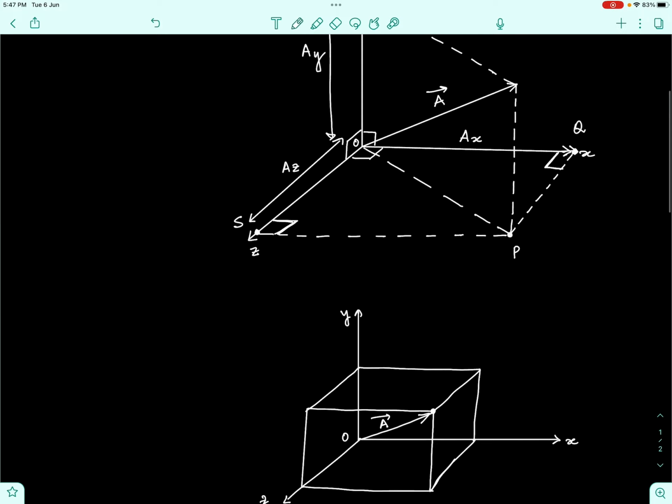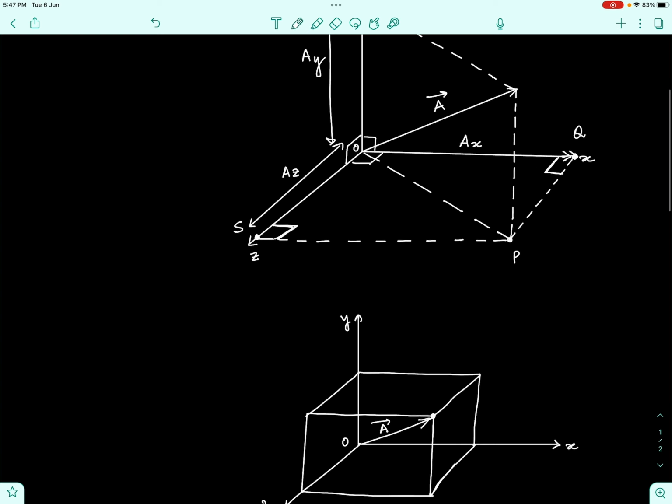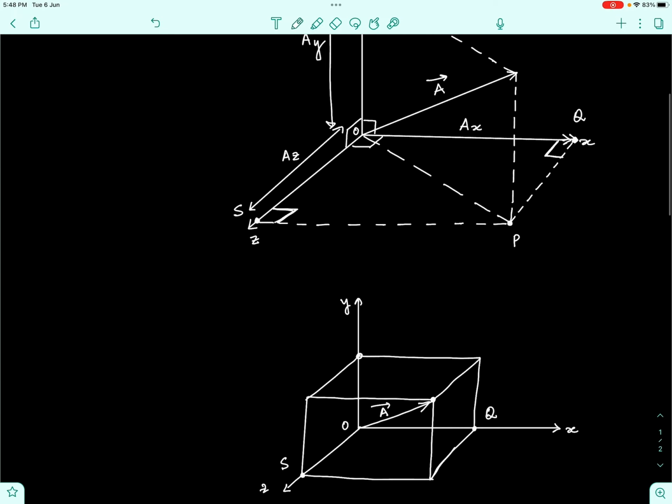Okay. I hope you can now compare the two figures that I have drawn here. This is our vector A. This point is the same as point Q. This point is the same as point S, and this point is the same as the point T that we have taken in the above figure.